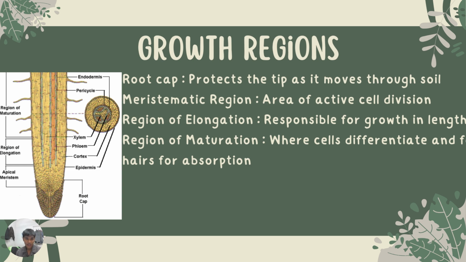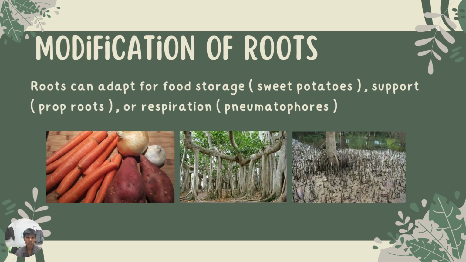Root regions. The first one is the root cap. It protects the tip as it moves through soil, and then the meristematic region, the area of active cell division, the region of elongation responsible for growth in length, and the region of maturation where cells differentiate and root hairs form for absorption. Modification of roots. Roots can adapt for food storage, support, or respiration.